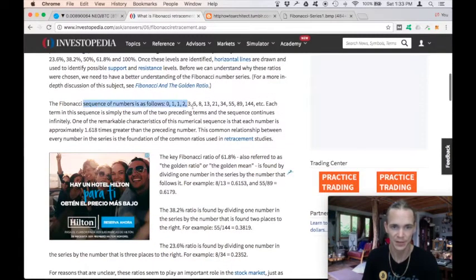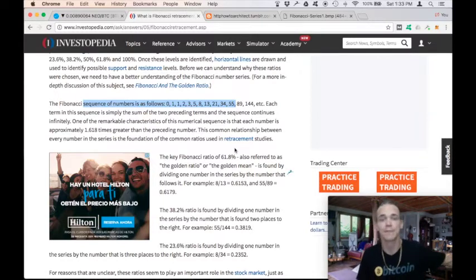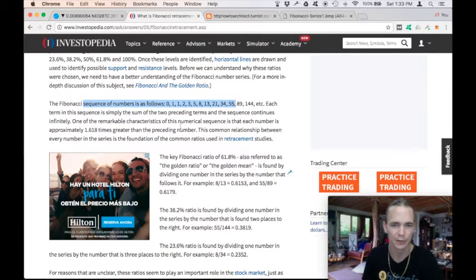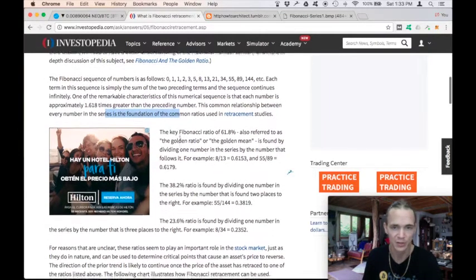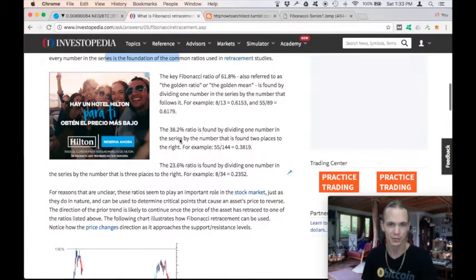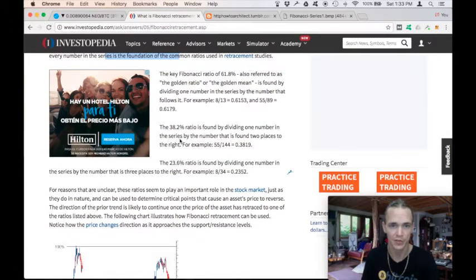Now, this Fibonacci sequence follows as before, as we said, 0, 1, 1, 2, 3, 5, 8, 13, and consecutively, expressing itself from the number that it was before plus the new number. Very simple. Right? This continues infinitely on forever. It is a fact that the numerical sequence approaches phi, the approximation of 1.618 times greater than the preceding number. This is the common relationship between every number in the series and the foundation of the common ratios used in retracement values. So the Fibonacci ratio of 61% is also referred to as the golden ratio, or the golden mean. It is found by dividing one number in a series by the number that follows it.